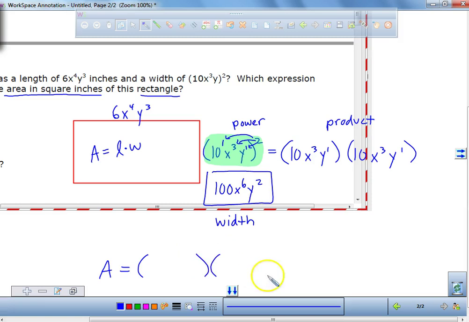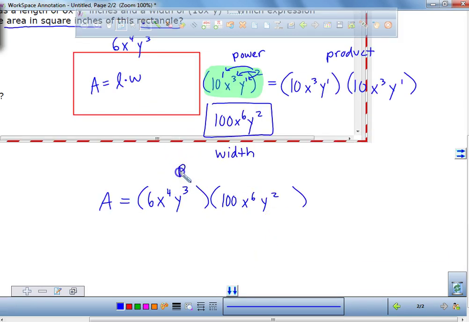What is our length? Our length is 6x to the 4th, x to the power of 4, y to the power of 3 or y cubed. And our width is 100x to the power of 6 y squared. What I'd like you to do after you write this down, I want you to write the words product property. That's what we're about to use. It's what's called the product property. Now, here's where students mess up. They add the exponents, but they forget they're supposed to actually multiply the numbers.